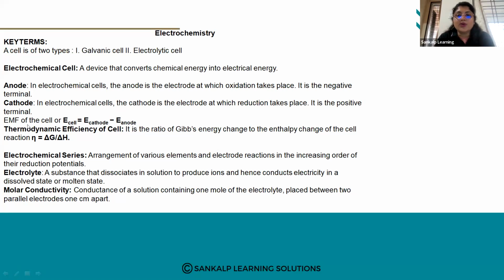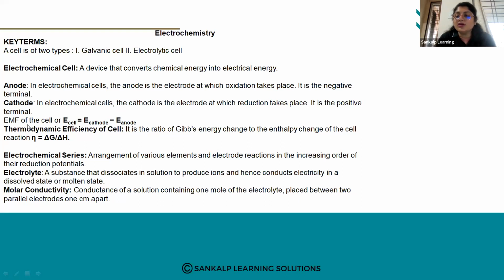Next is cathode. What do you mean by cathode? Cathode is the electrode at which the reduction takes place. Reduction is nothing but gain of electrons. So this is called the positive terminal. So anode is a negative terminal, cathode is a positive terminal.